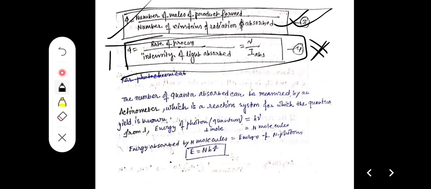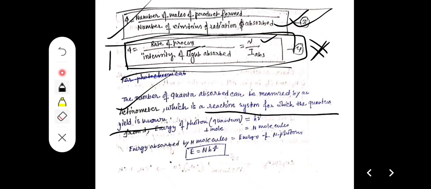Phi equals the rate of process divided by the intensity of light absorbed. Rate of process means nu, that is v, and the intensity of light absorbed is I absorption. The number of quanta absorbed is measured by an instrument known as an actinometer, which is a reaction system for which the quantum yield is known. By this way we can measure quantum yield.